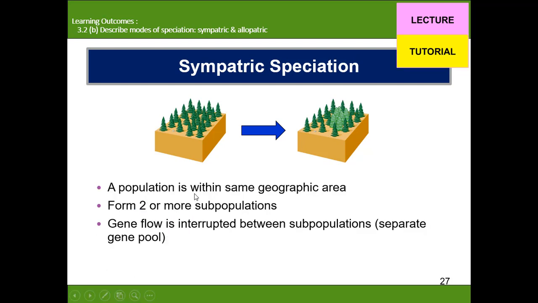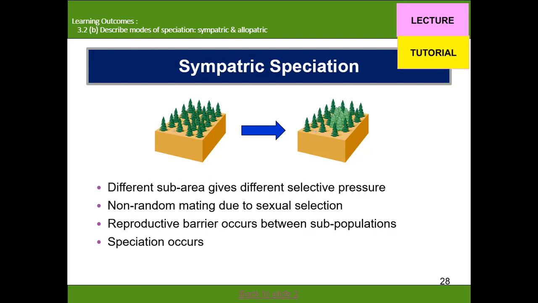A population within the same geographic area forms two or more subpopulations. So the gene flow is interrupted between subpopulations and produces separated gene pools. Different subareas give different selective pressure. So no random mating due to sexual selection, a reproductive barrier occurs, and the last one, speciation occurs.